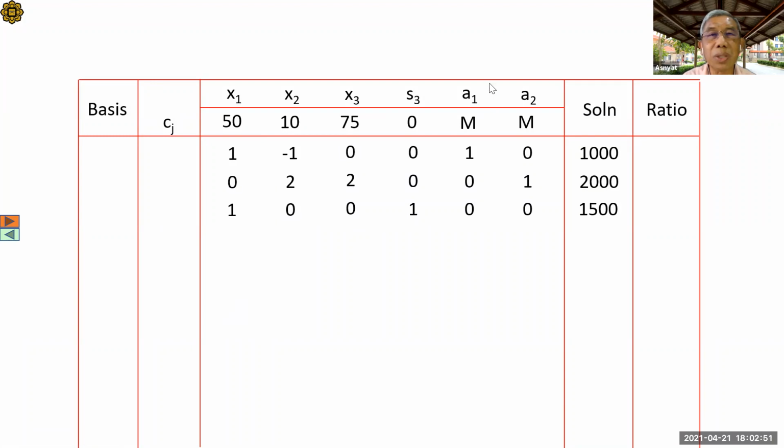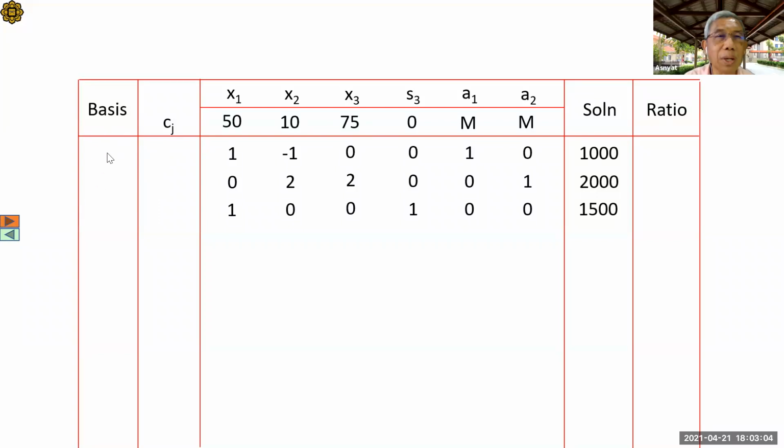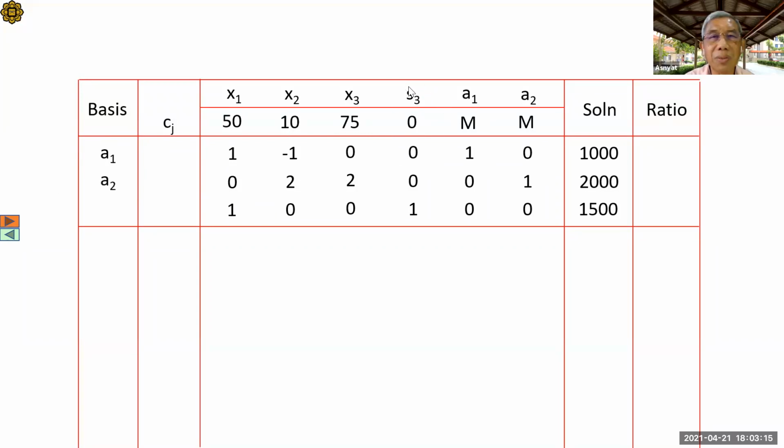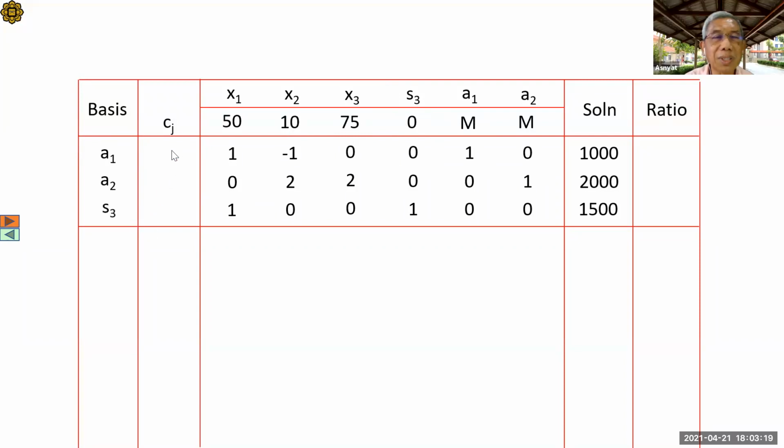Now the first equation, we have an artificial variable. Which one enters the basis? There is no slack, no surplus. A1 enters the basis. Then the second constraint, there is A2. The third one, we only have S3. So let's put the coefficients: A1 is M, A2 is M, S3 is 0.